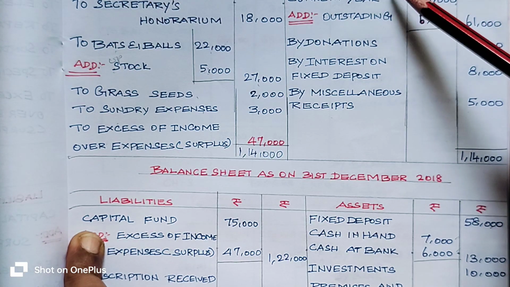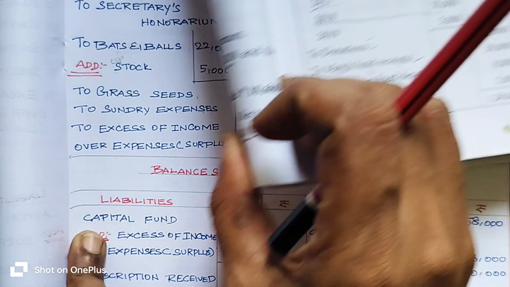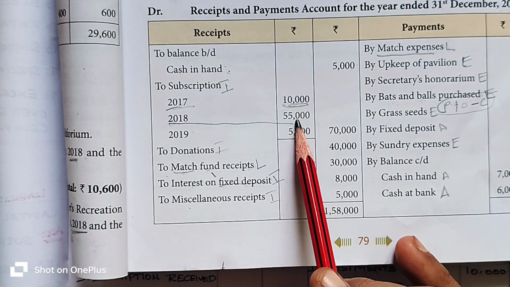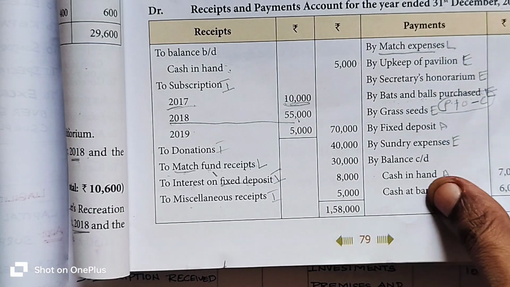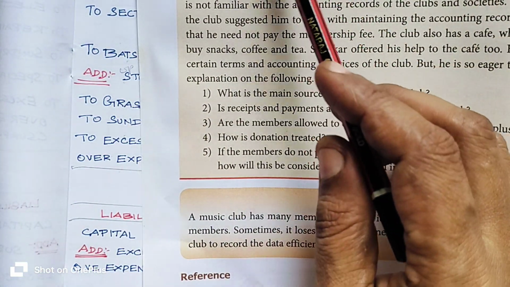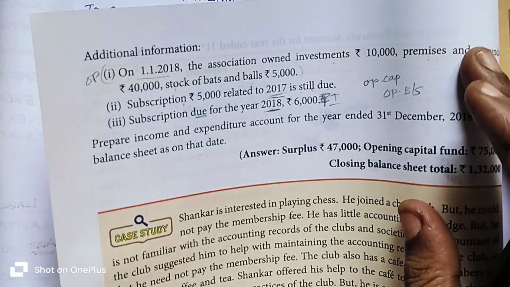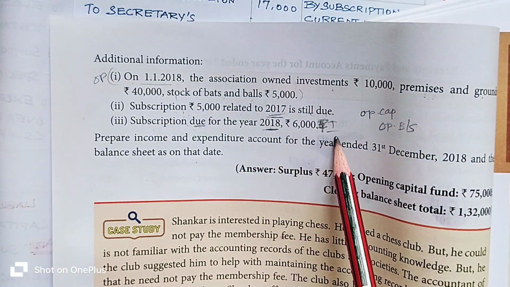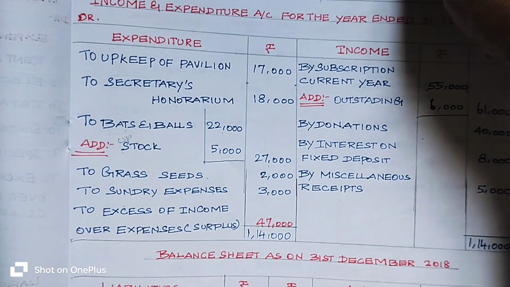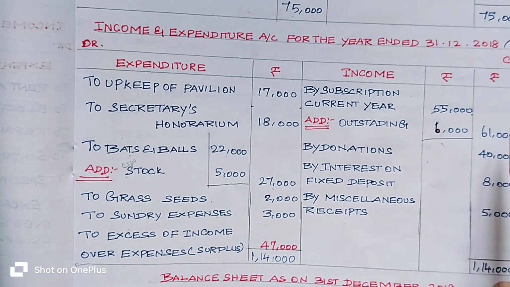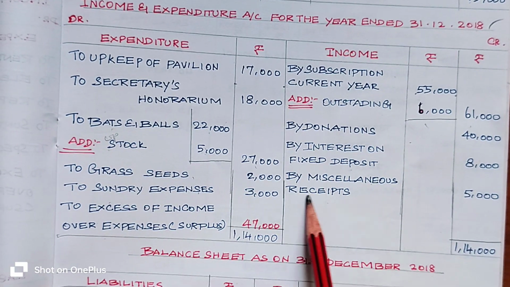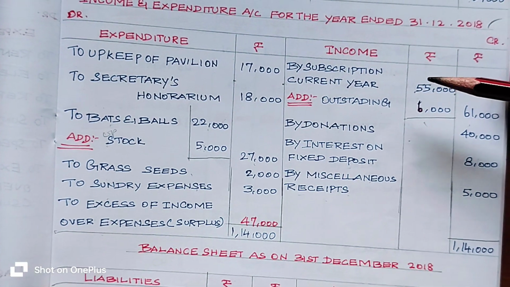On the income side, current year subscription is 55,000, right? With that we have the outstanding due for the current year subscription. How much? Current year subscription outstanding is 6,000 rupees. So we add this 6,000 rupees outstanding, and you will get 61,000 rupees. And donations, interest on fixed deposits and miscellaneous receipts, all income items we enter on the income side.